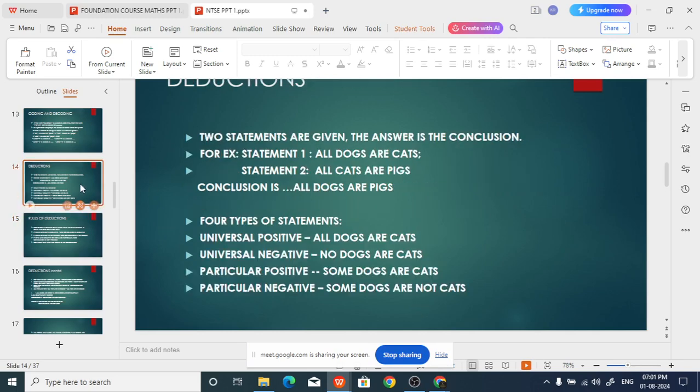I'll just show you. See, these are the two statements. Deduction is possible when there are two statements and three terms. Here, dogs, cats, and pigs are the three terms. And there is one common term. Cat is there in both the statements. So one common term is there. Then only deduction is possible. That is rule number 1.